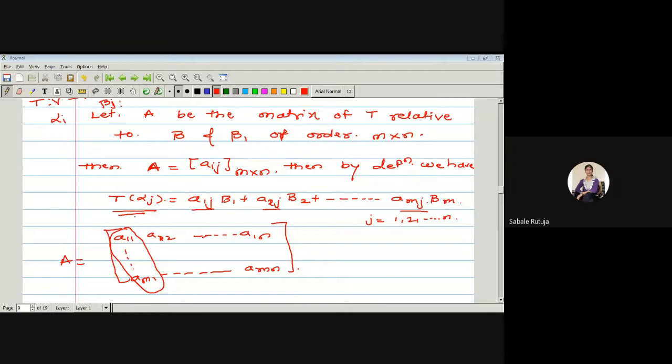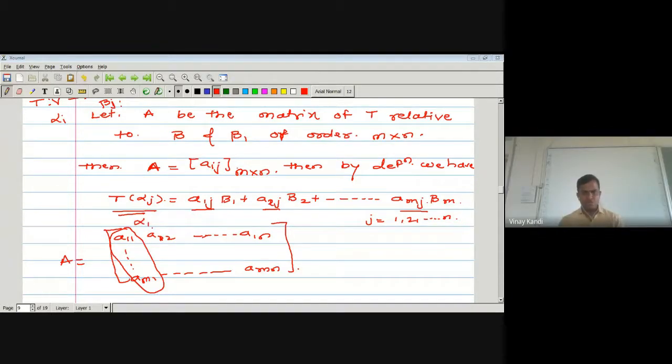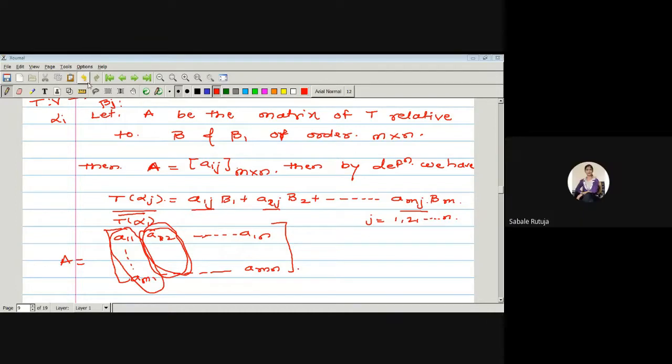Yes, sir. For j equal to 1, T of alpha 1 is equal to what? A11, A21, are the elements here, yes, for j running from 1 to n. What will these coefficients be? They will be all the coefficients of T of alpha 2. If we write T of alpha 2 as a linear combination of beta 1, beta 2 up to so on beta m, then this column will be the scalars of this equation. Any doubt now? No, sir.